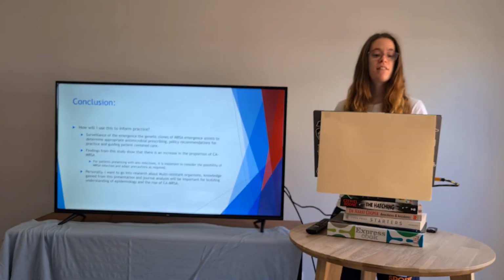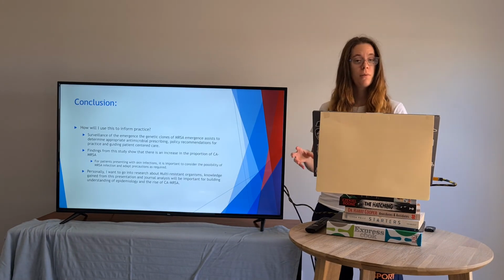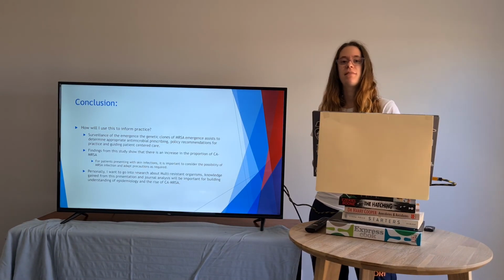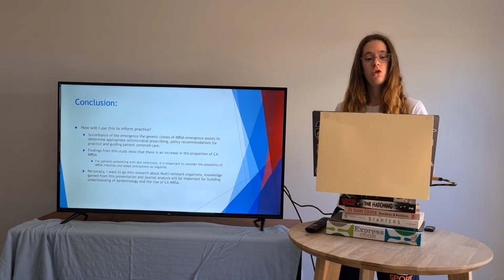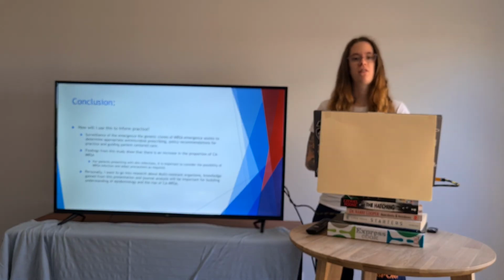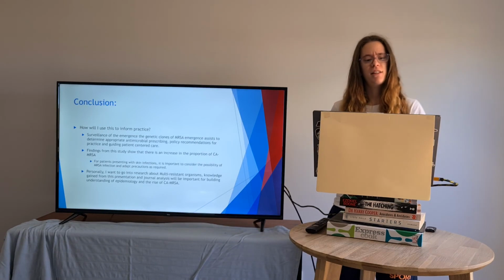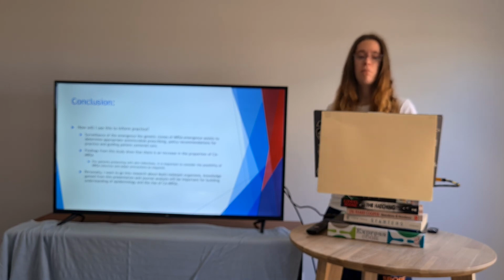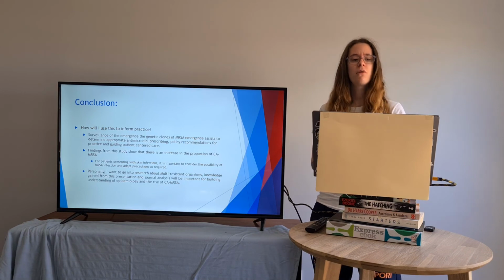Firstly, the surveillance and emergence of genetic clones of MRSA assists to determine appropriate antimicrobial prescribing, policy recommendations for practice, and guides patient-centred care. The findings from this study overall do show that there is an increase in the proportion of CA-MRSA within the Western Australian district. An important thing to consider in taking away from this is for patients presenting with skin infections, it's very important to consider the possibility of MRSA as opposed to a standard infection and adopt the appropriate precautions as required.